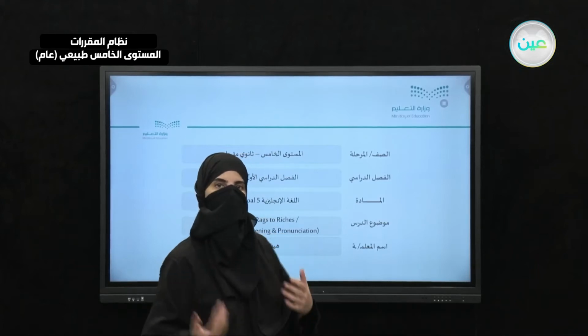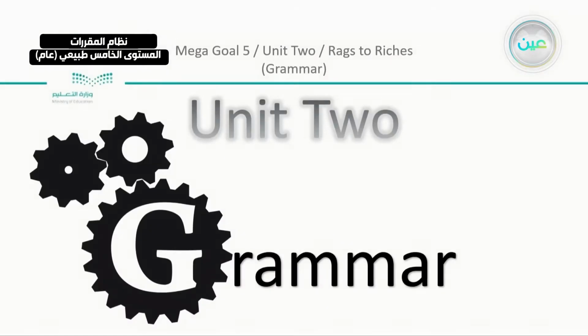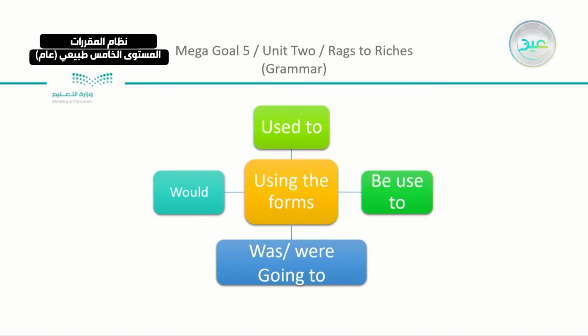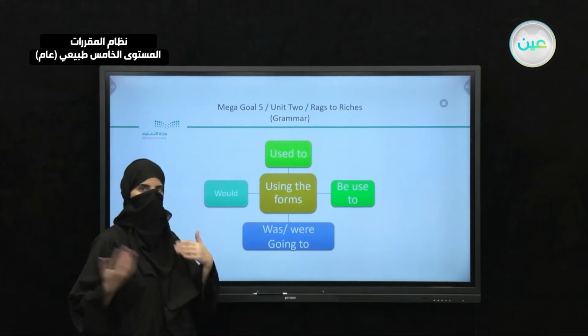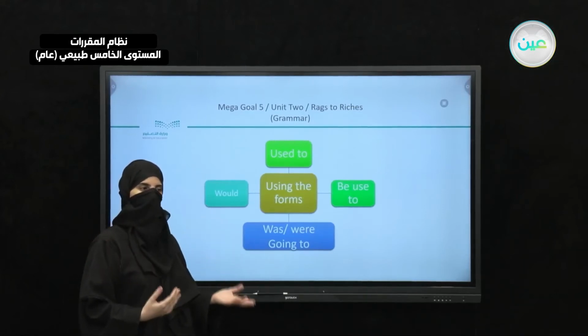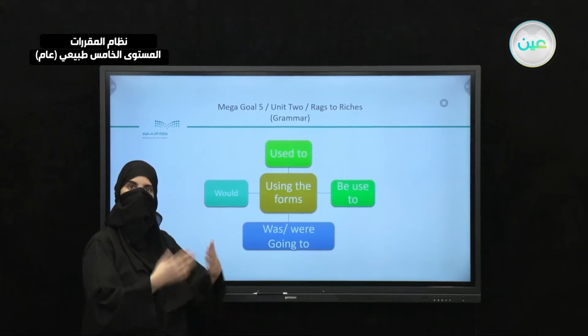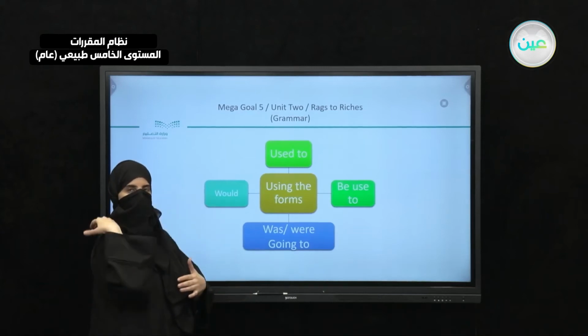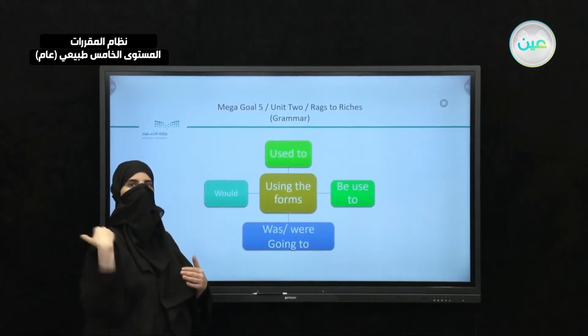Yesterday we had the grammar parts. So we have here the grammar that we took in Unit 2. We had 4 forms which were used to, be used to, was or were going to, and would. And we explained that each one is related to the past: something that was habitual, that was repeated, or something that started in the past and is still continuing, and something that was planned for the future but was in the past. Planning, but in the past.